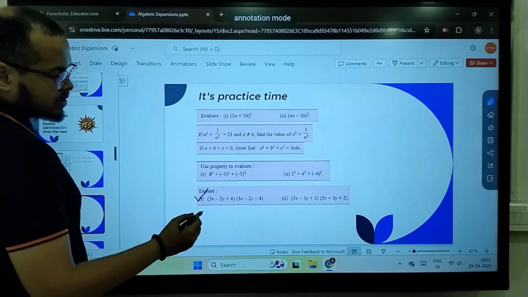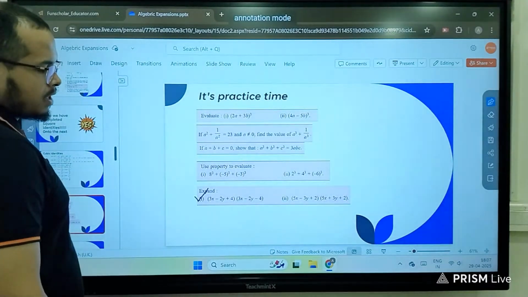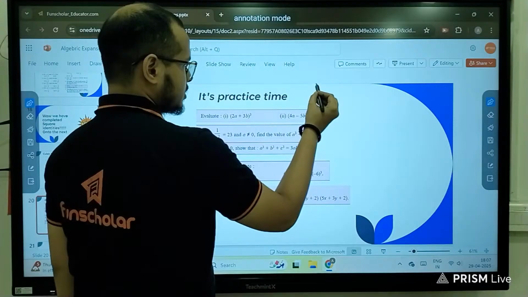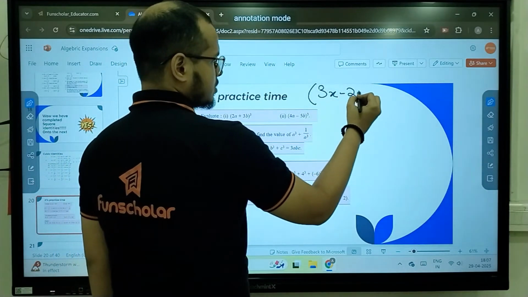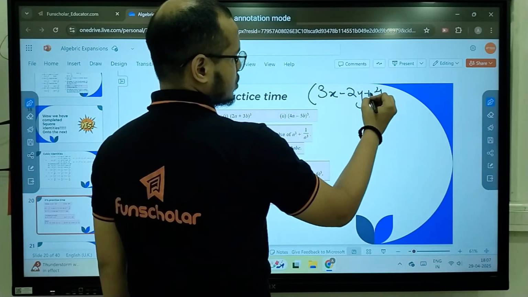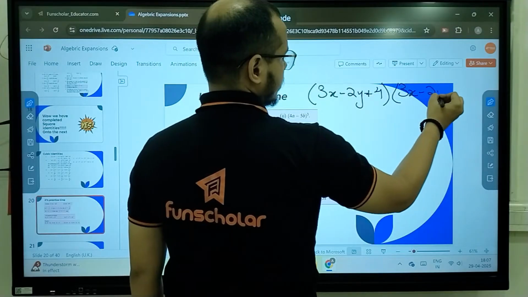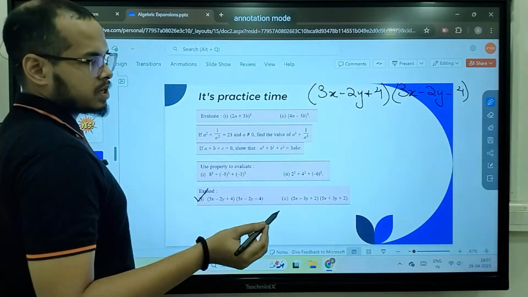Now let's head into the last sum. Expand 3x minus 2y plus 4 and 3x minus 2y minus 4. Now when you get sums like this, the first instinct is 3x minus 2y plus 4 into 3x minus 2y minus 4. It is very difficult for us to solve this like that, right?